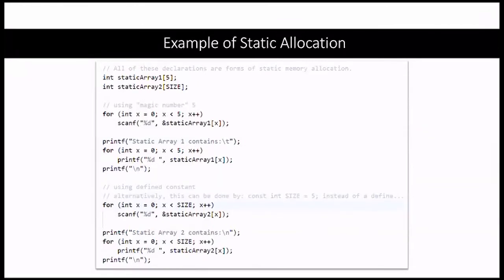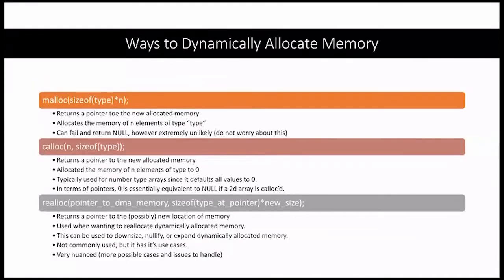So this would be what reading in values for a static array would look like. You would just scanf things in. You would, for example, print out the values. Same thing if you use a defined constant, like on static array 2, it's a predefined size, and it would work the exact same way. So I'm sure we all know static allocation. So let's just go into some more DMA.